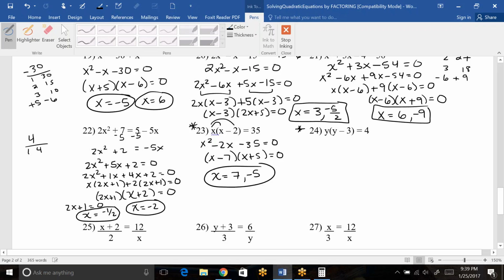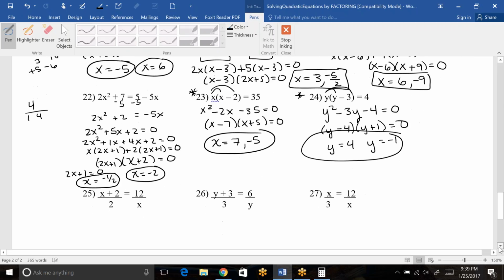Same thing here. I cannot set these equal to this because it's not equal to 0. So redistribute and also move the 4 over by opposite operation, so -4. Factors of 4 that are 3 apart would be 1 and 3, or 1 and 4, sorry. That would be y minus 4 and y plus 1. Multiplies to -4 but adds to -3. So I get y equals 4 and y equals -1.